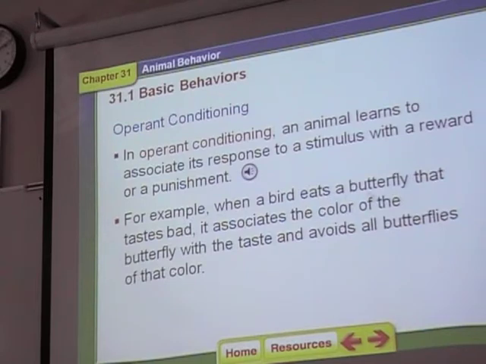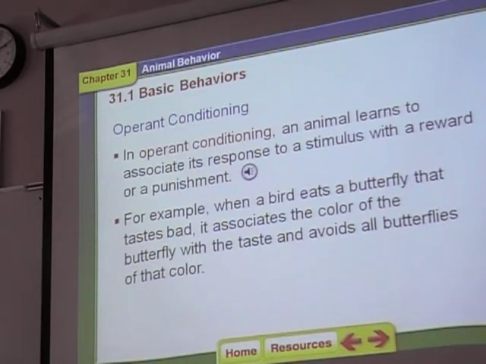For example, when a bird eats a butterfly that tastes bad, it associates the color of the butterfly with the bad taste and avoids all butterflies of that color. So if you associate rewards or punishments with behaviors, you can increase a behavior or decrease a behavior.